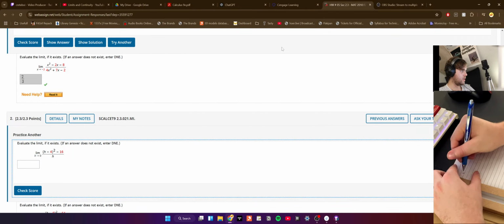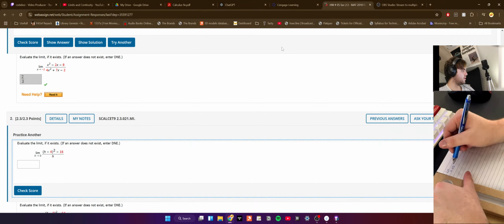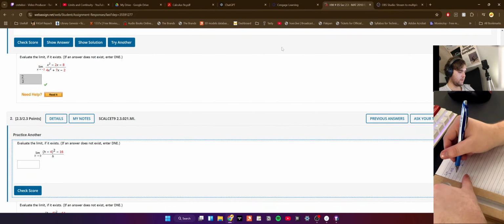So the limit as h approaches 0, we have (h minus 4) squared minus 16 over h. So h is 0. We can't just throw h in the numerator and call it a day, but I believe we can factor out a 4. So h.